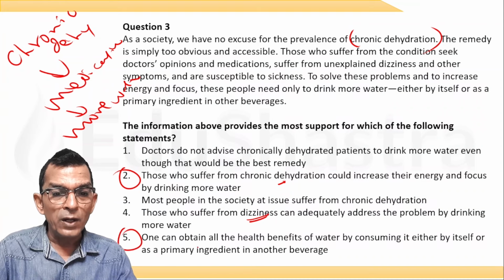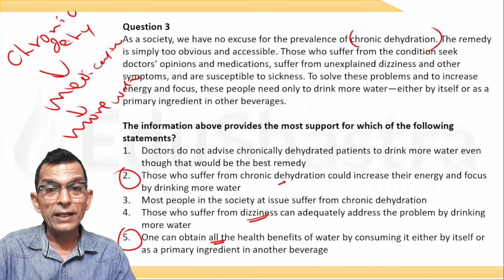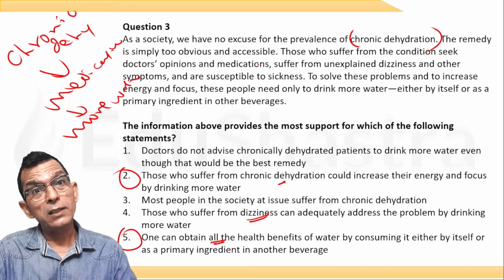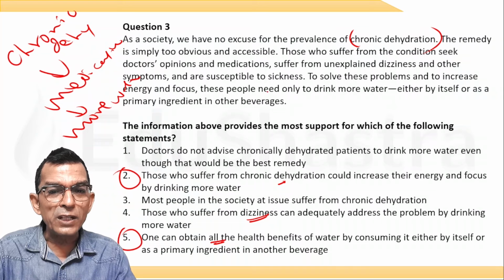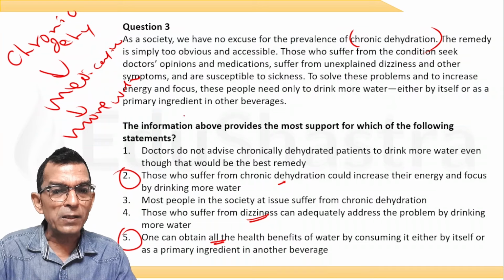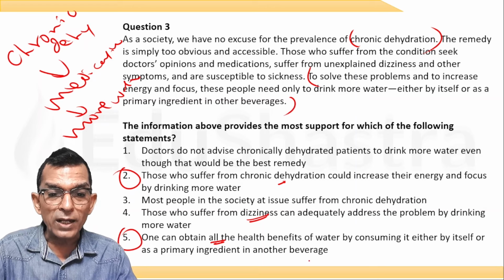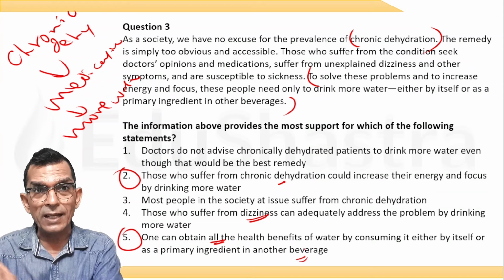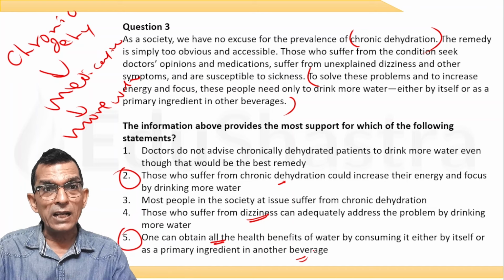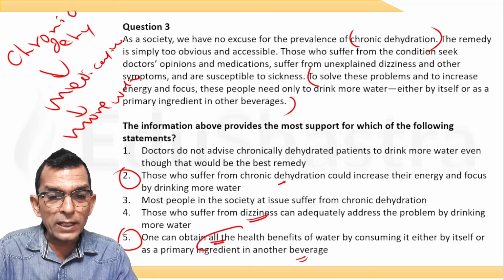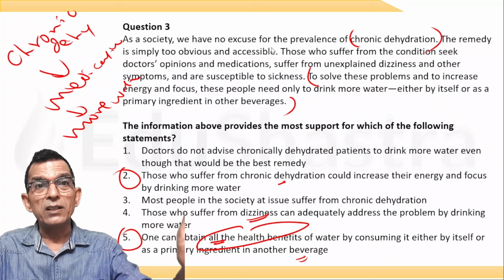What about the fifth one, sir? One can obtain all the health benefits. It says you can only get rid of dehydration. To solve the problems and to increase the energy and focus, these people need to drink only water, either by itself or as a primary ingredient to other beverages. The last sentence also does not say this clearly. I did not say that then because I wanted you to see the difference between the last sentence and this. It is not even the last sentence. One can obtain all the health benefits. Where do you have that information? It only talks about doing away with chronic dehydration.